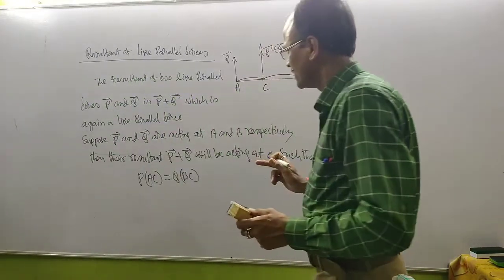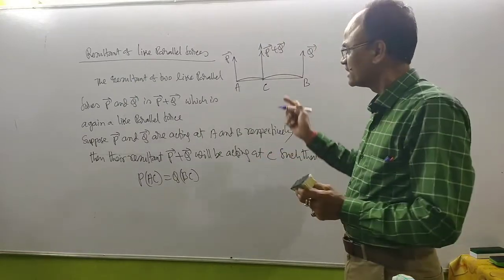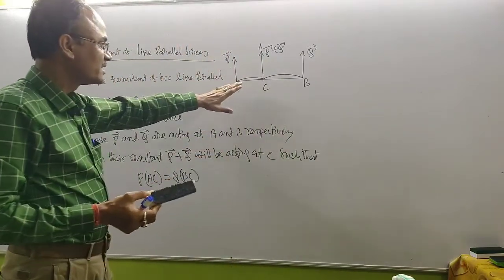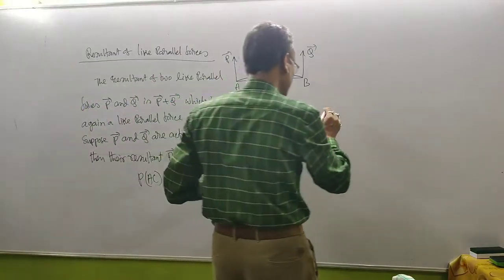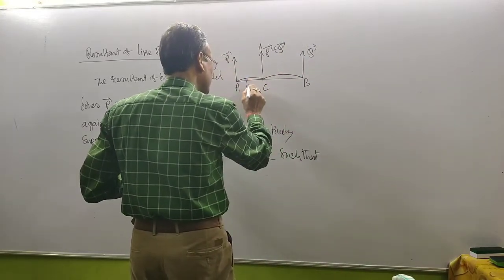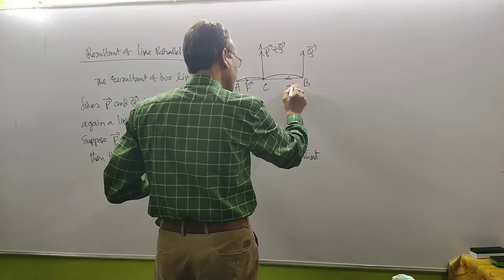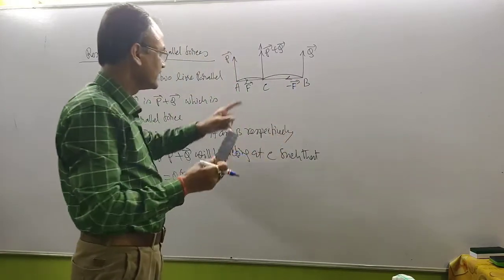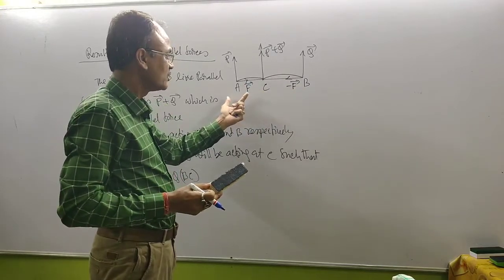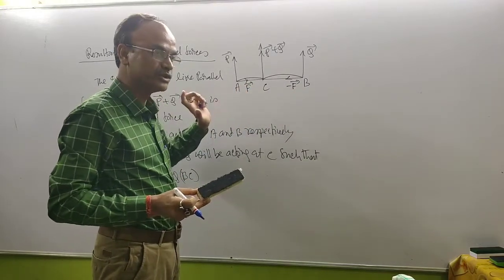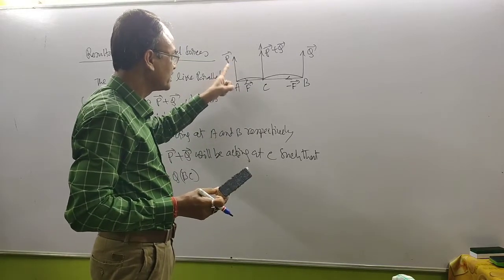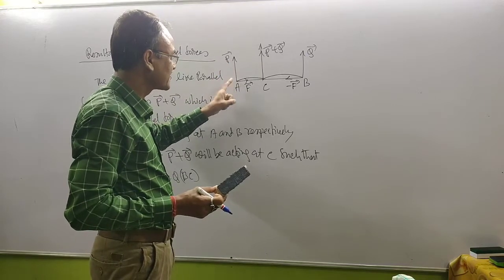This can be established very easily. Let me write. Suppose P force is this, Q force is this. We will introduce another force F and minus F: F at A and minus F at B. The combined effect will be equal to 0. Now the forces P and F acting at A.